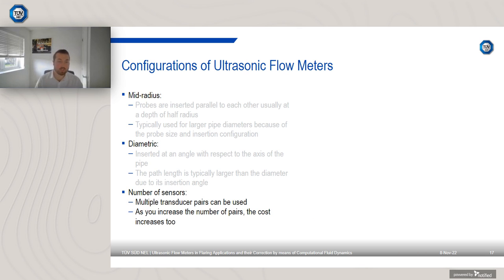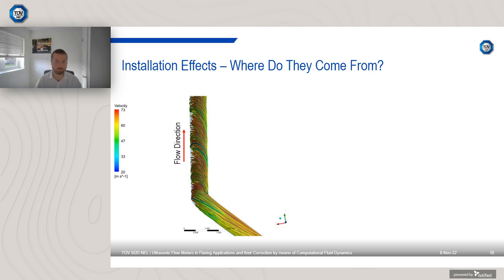With both the mid-radius and the diametric meter, you can have multiple transducer pairs. So as you might expect, as you increase the number of pairs, the accuracy of the meter increases. However, obviously, if you increase the number of pairs, the cost increases too. So with flow meters, your result will essentially be affected by installation effects. And what I mean by installation effects is when the flow is disturbed by certain disturbances within a line. So this might be a bend, a T-piece, or a branch.